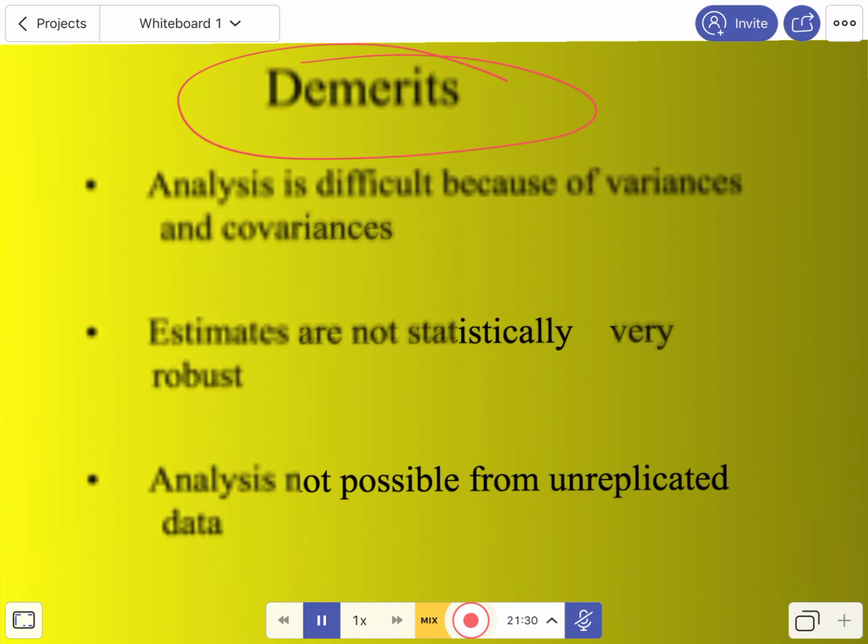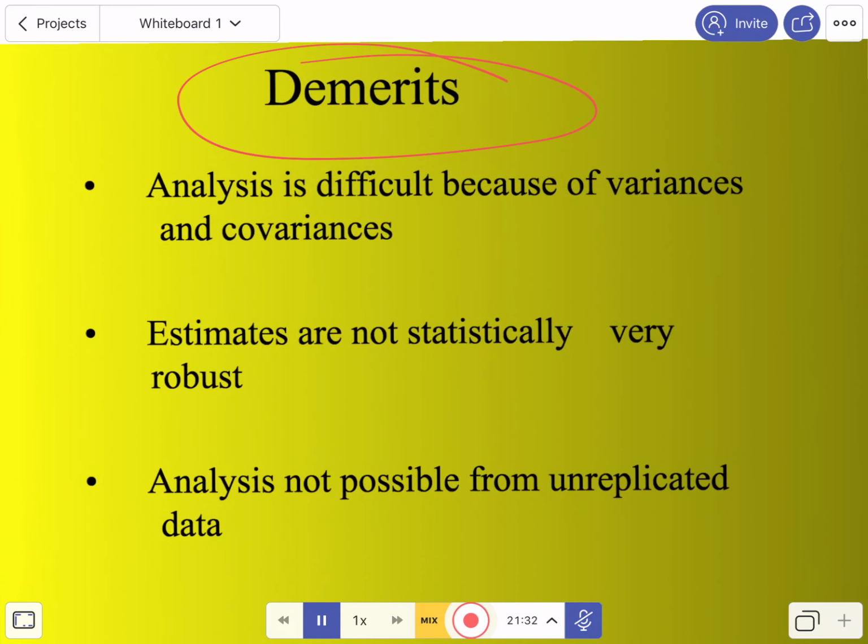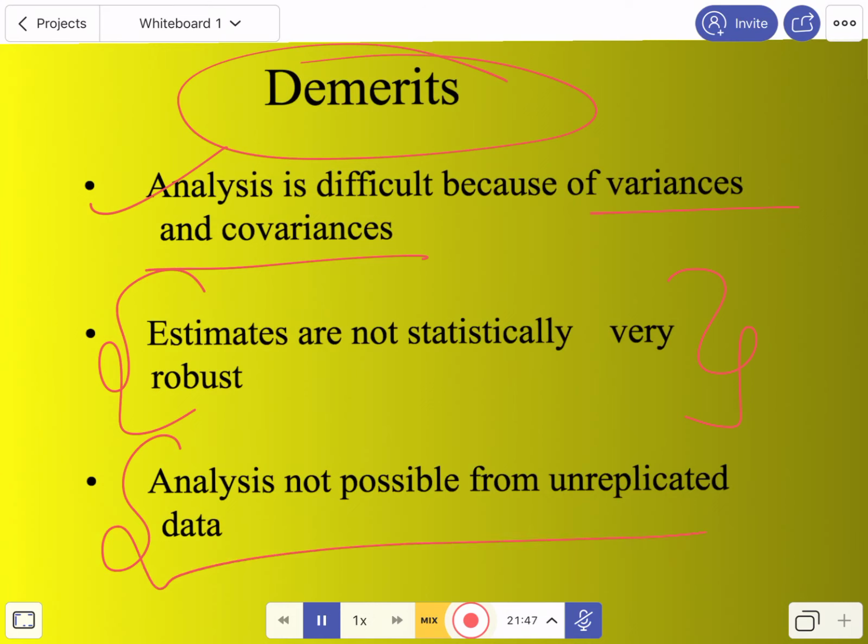Now let's talk about the demerits of d-square statistics. This analysis is based on variances and covariances, so it is quite complicated, and the estimates are based on second order statistics, so it is not that robust and not that reliable. Analysis is also not possible from unreplicated data.